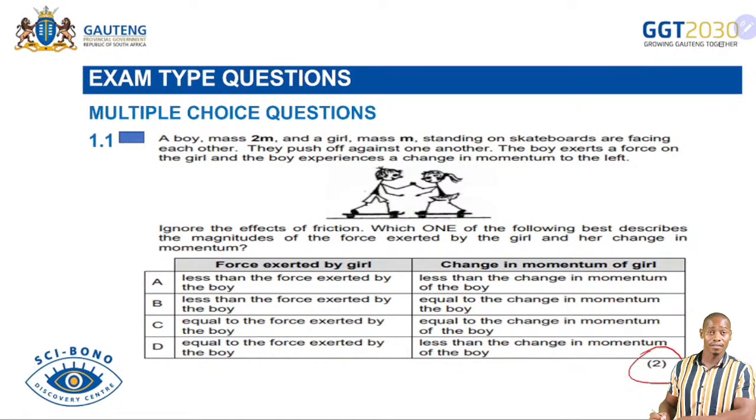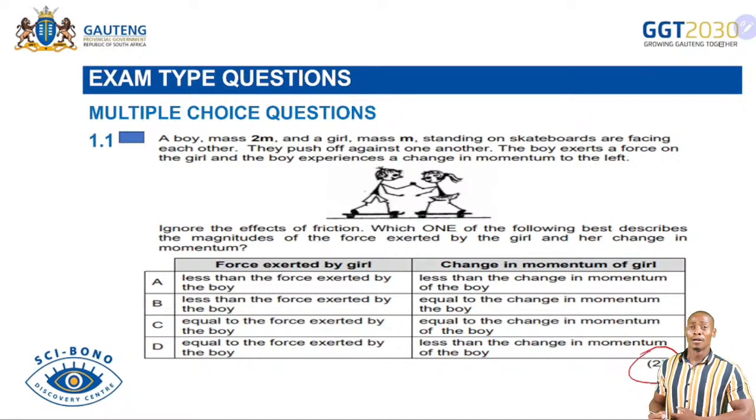A boy of mass 2m and a girl of mass m standing on a skateboard are facing each other. They push off against one another. The boy exerts a force on the girl and the boy experiences a change in momentum to the left.